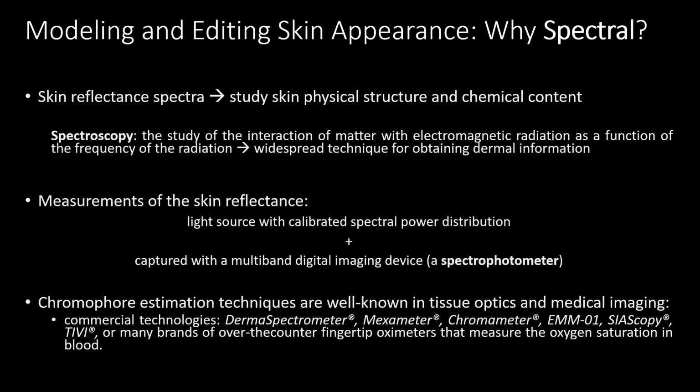Measurements of skin reflectance are obtained by illuminating the sample using a light source with calibrated spectral power distribution and capturing with a multi-band digital imaging device, a spectrophotometer. The measured spectra can then be used to estimate the distribution of the skin chromophores. Chromophore estimation techniques are well known in tissue optics and medical imaging, and several commercial technologies have been developed, such as dermaspectrometer, nexameter, chromameter, EMM01, SIScopy, TV, or many brands of over-the-counter fingertip oximeters that measure the oxygen saturation in blood.